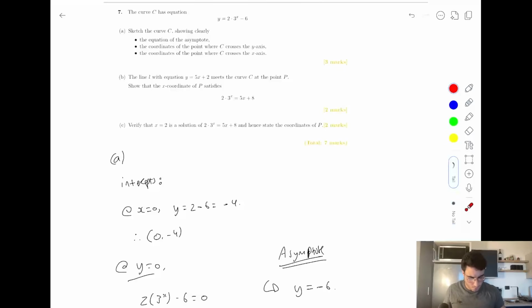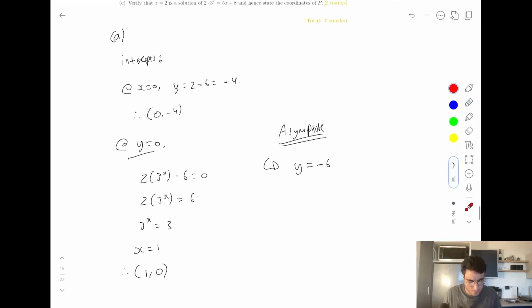Alright guys, so for number B, they say that a line with the equation y is equal to 5x plus 2 meets the curve at point P. And it wants us to show that the x coordinate of P satisfies this equation. And that equation is 2 times 3 to the x is equal to 5x plus 8. Okay, so all you have to do, guys, is let 5x plus 2 equal this.